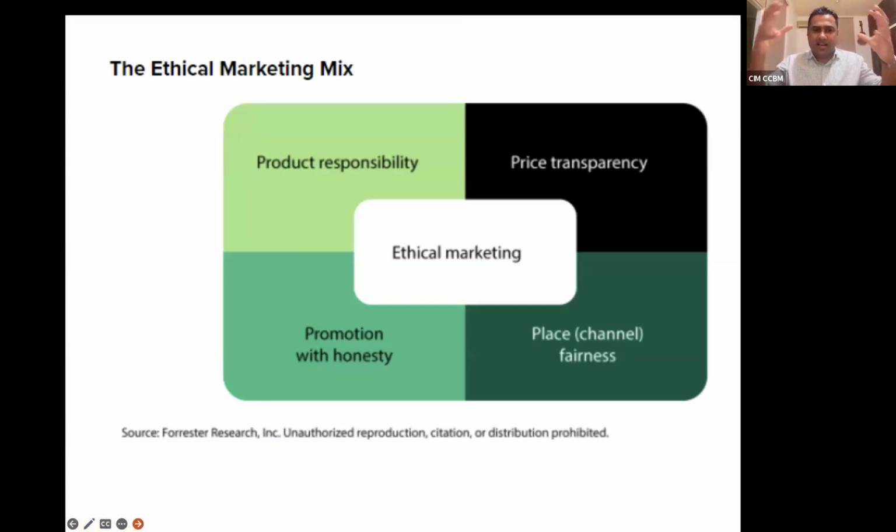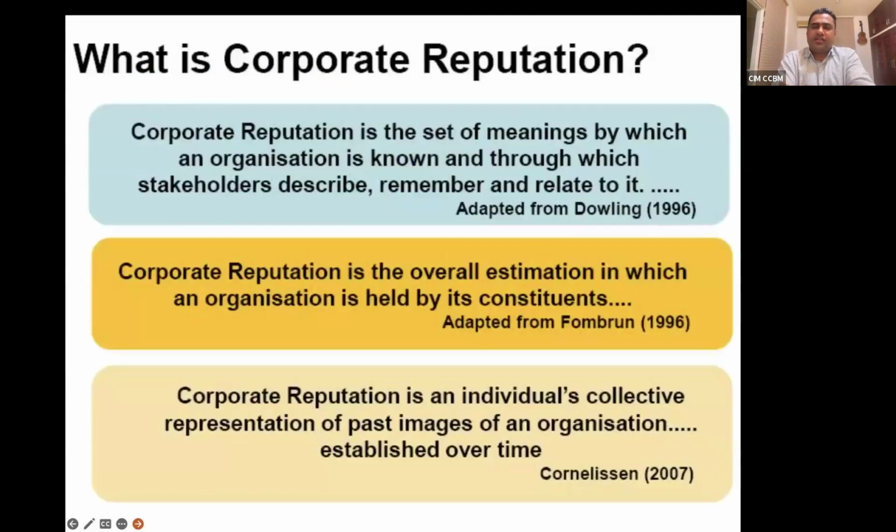And we investigate the ethical marketing mix. Your products must be promoted based on a responsible platform, price transparency. Promotions must be honest, and your place, your channels, your distribution, it has to be fair. So this is called the ethical platform by Forrester Research, the ethical 4Ps. And reputation is something money can't buy.